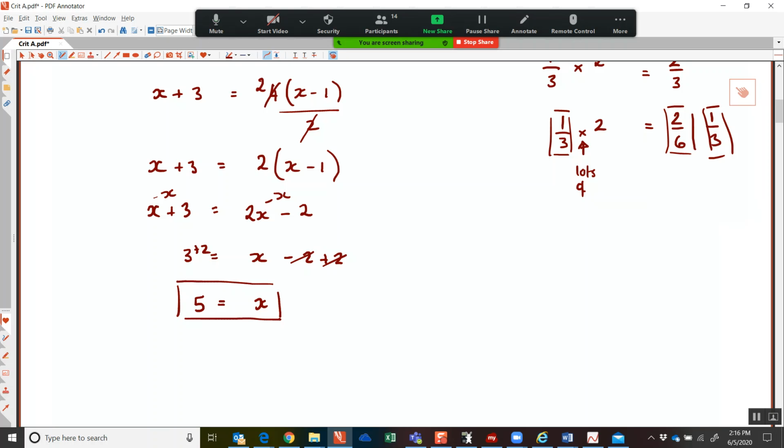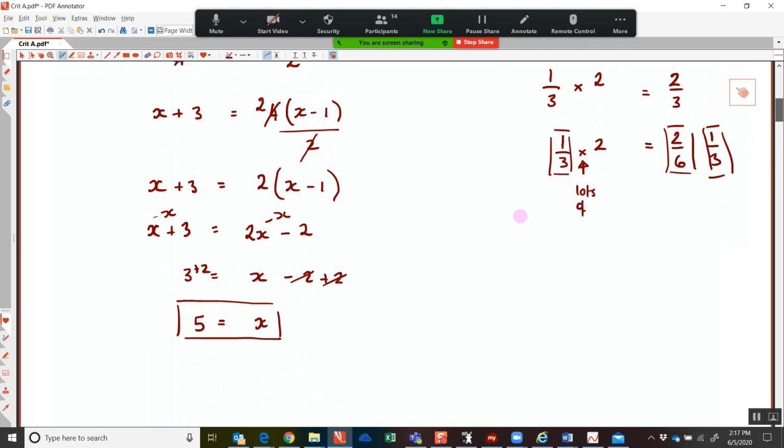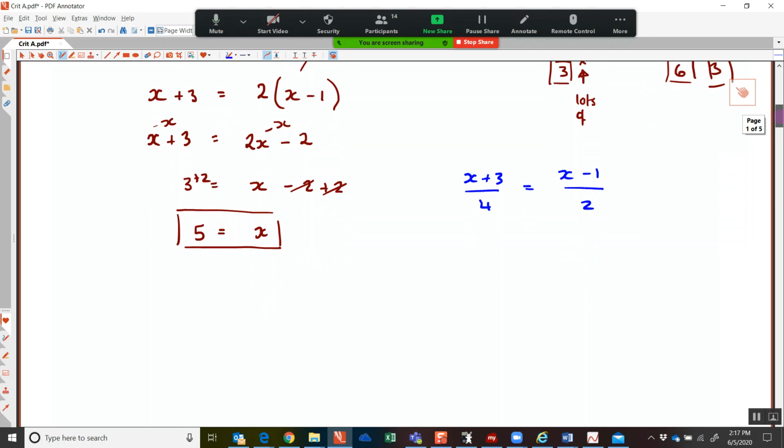Okay. All right. So what Aidan was talking about was another process. So let me just start again. So what did we have? x plus 3 divided by 4 is equal to x minus 1 divided by 2. So Aidan, what did you do?